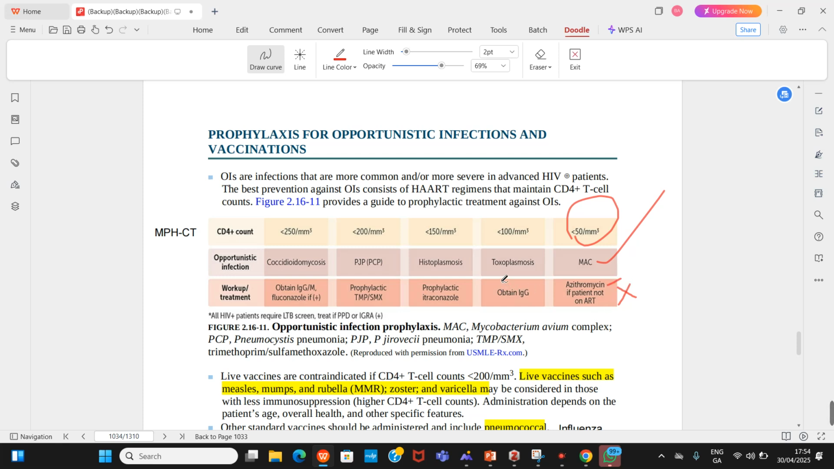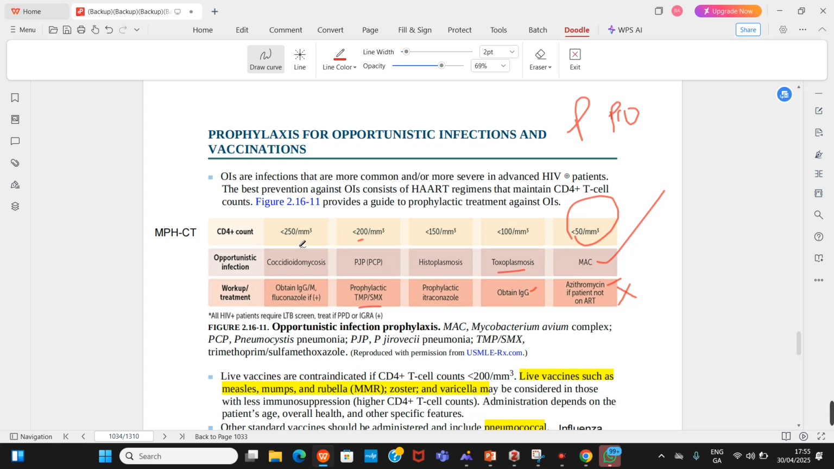For toxo, before you start, you want to do IgG. If IgG is positive, it means that person has had a previous infection, and that previous infection can reactivate. So you need to give prophylaxis. Then PCP, less than 200: don't do any screening, just go and give your prophylaxis. If it's less than 200, your prophylaxis for PCP will definitely be covering for toxo, so there's nothing to worry about.